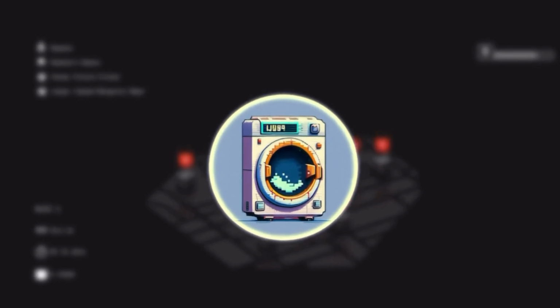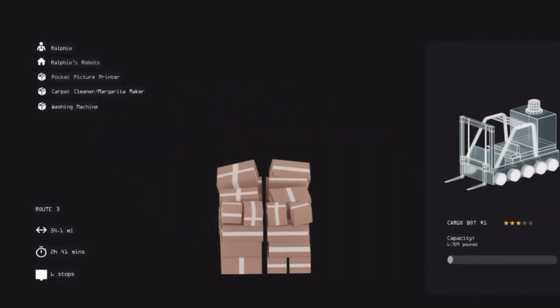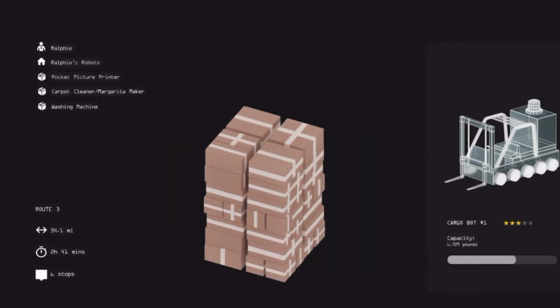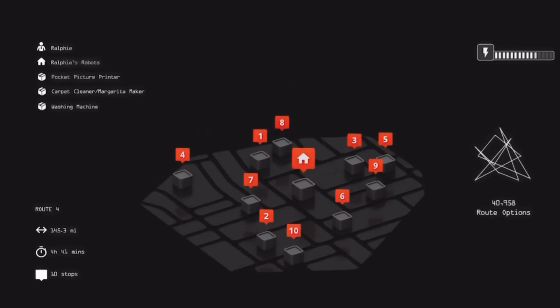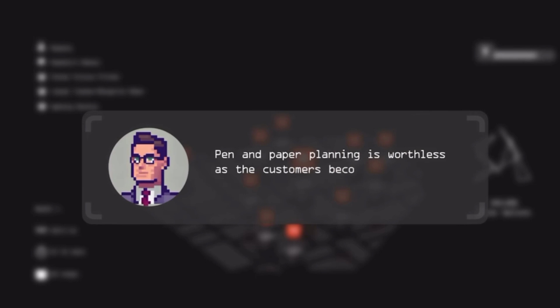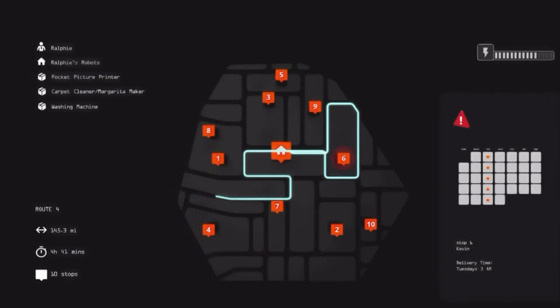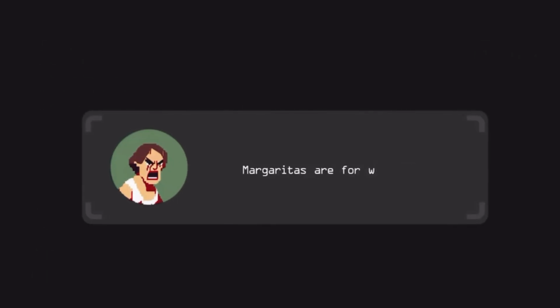The customers clamor for more. Ralphie invents a washing machine that files your taxes. Now you have to fit pocket printers, carpet cleaning, margarita makers, and washing machines into the cargo bot to make 10 deliveries with more than 350,000 paths to choose from. Pen and paper planning is worthless as the customers become more demanding. Your whole route has to change because Kevin can only be visited on Tuesdays at 3 a.m. while his wife's asleep because she thinks margaritas are for wimps.